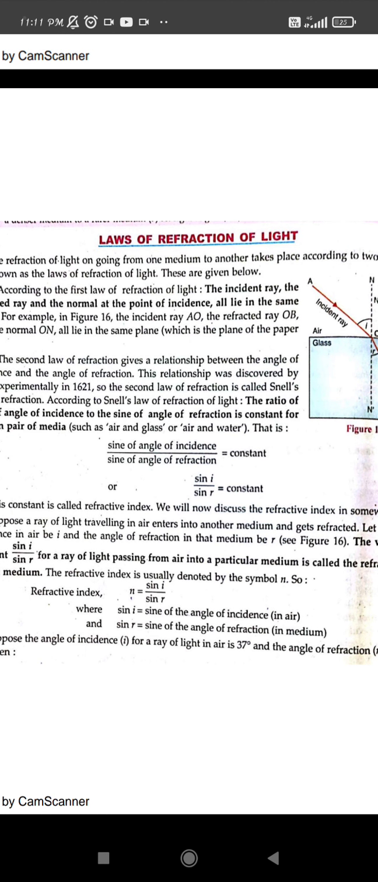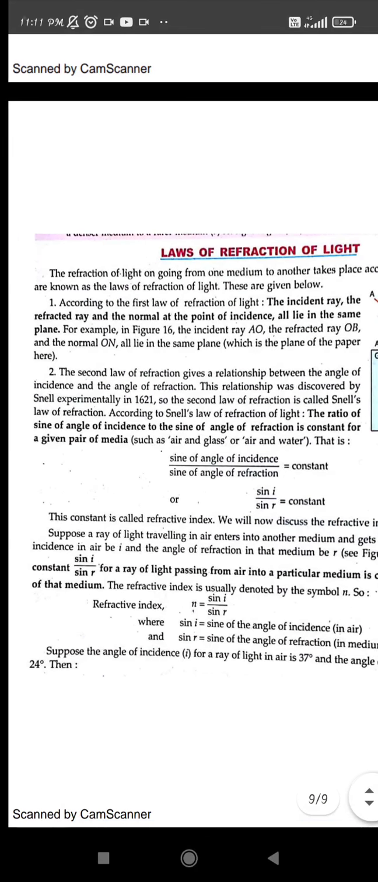One is similar to that of reflection, that the incident ray, the normal and the reflected ray should all lie on the same plane. Here the incident ray, the normal and the refracted ray should lie on the same plane.